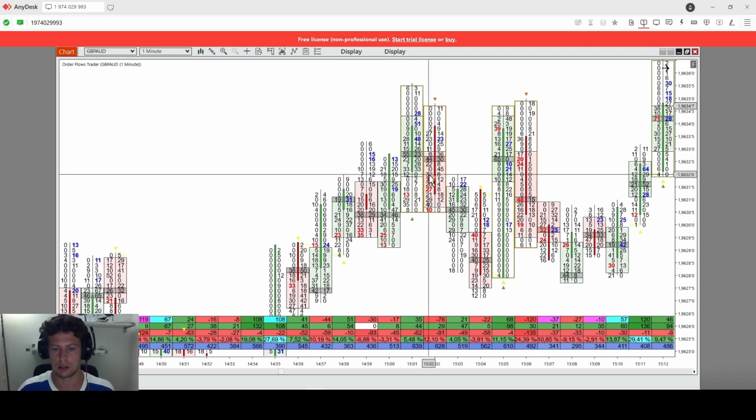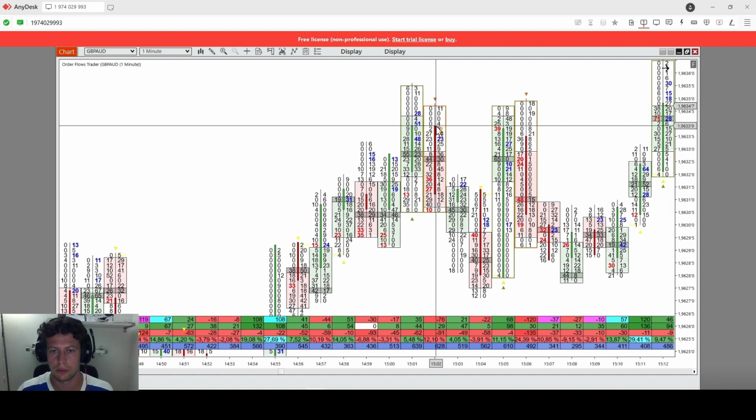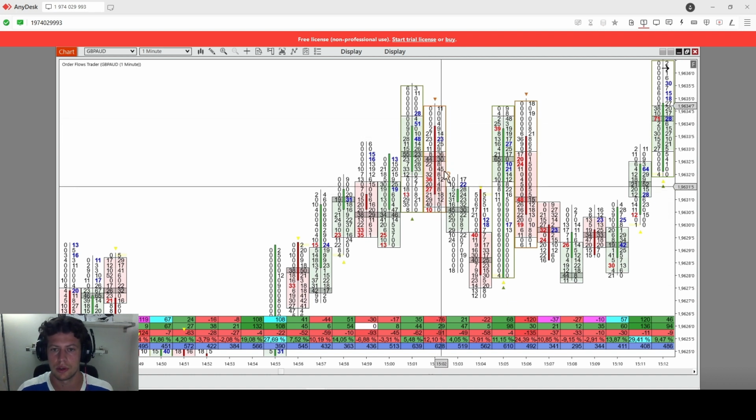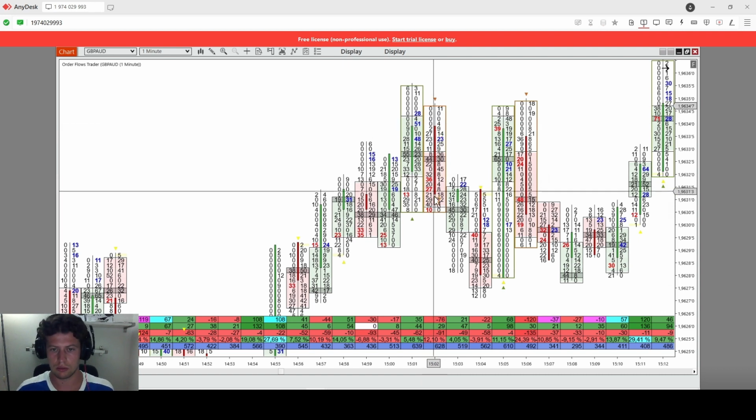Also, what is nice to see is delta. You have delta, max and min delta. This is the final delta because this candle opens here, closes here. So it starts here. It does this and this and this and closes here.